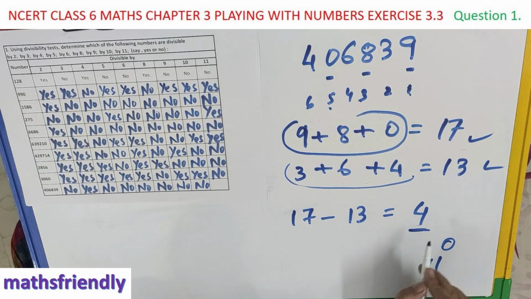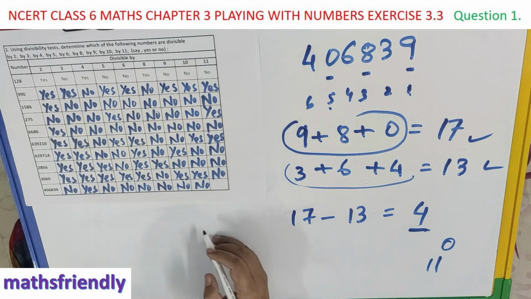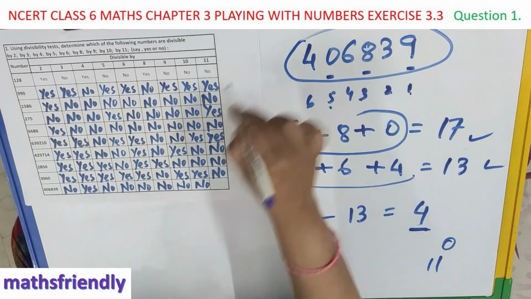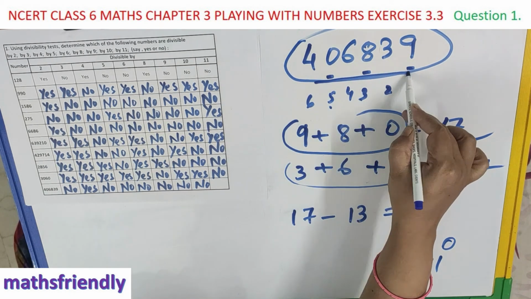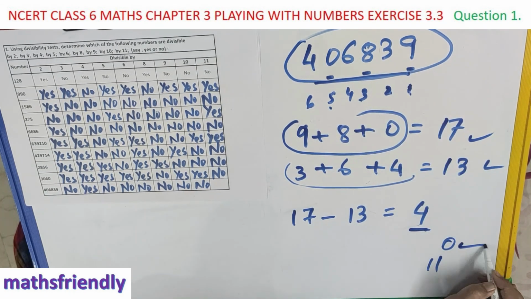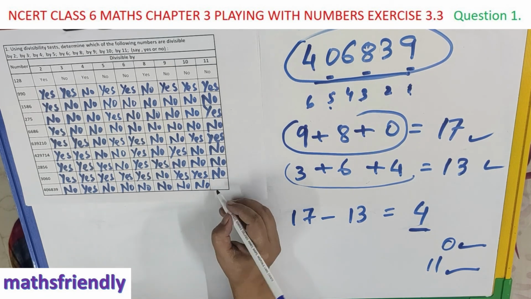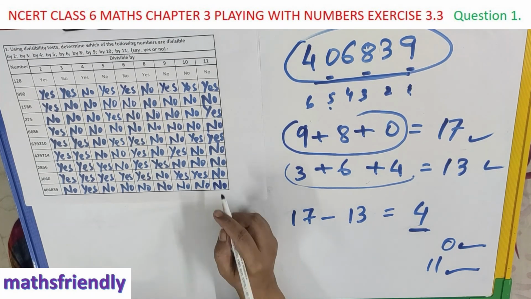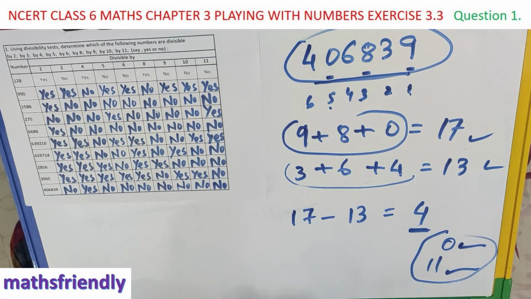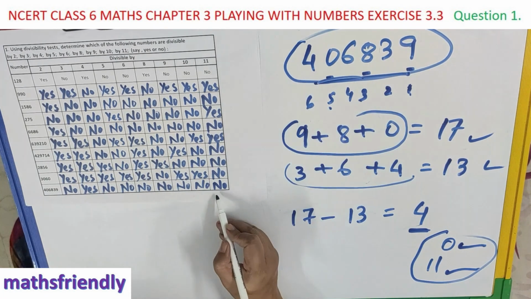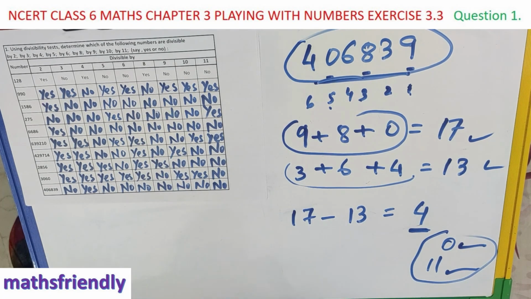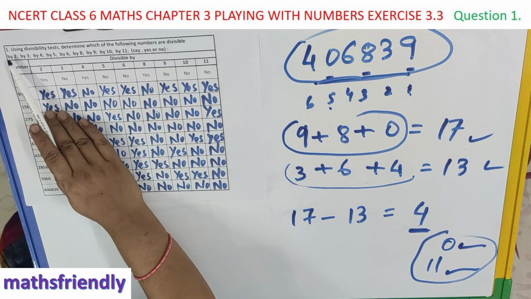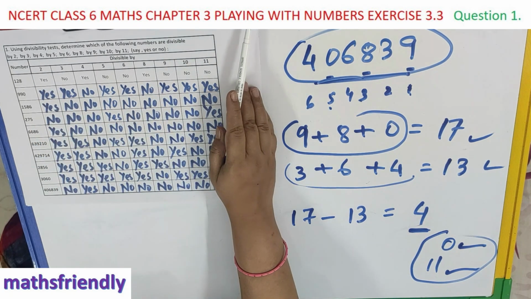It is some other number. So it means that this number is not divisible by 11. If this number were divisible by 11, the difference would be either 0 or a multiple of 11. So it is not divisible by 11 because it is neither of these two. Okay, so this number is not divisible by 11. So understood this question?